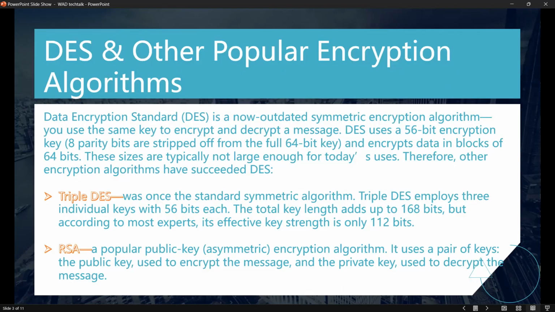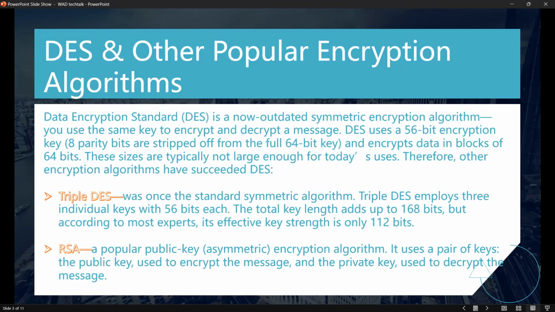DES and other popular encryption algorithms. Data Encryption Standard, that means DES, is a now outdated symmetric encryption algorithm. You use the same key to encrypt and decrypt a message. DES uses a 56-bit encryption key. 8 parity bits are stripped off from the full 64-bit key, and it encrypts data in blocks of 64 bits. These sizes are typically not large enough for today's uses. Therefore, other encryption algorithms have succeeded DES.